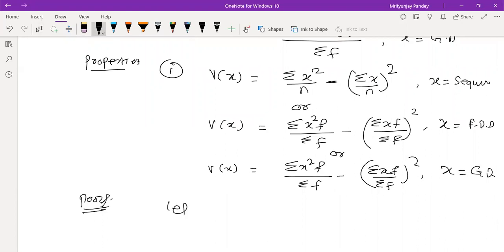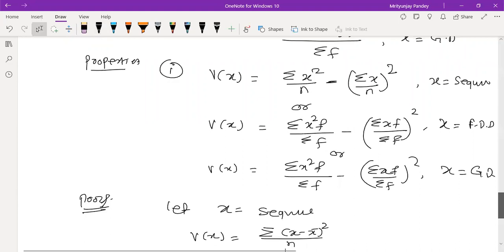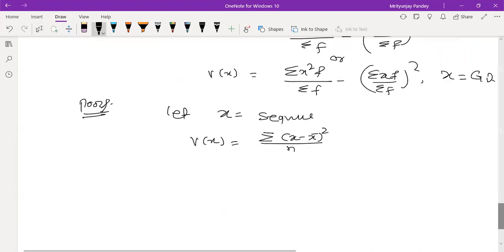So let x be a sequence, then what is the formula of variance? That is the summation of (x minus x bar) the whole square divided by n. Now open this bracket. Here, what is x bar? X bar is the mean, that is summation x divided by n. But this formula is when x is a sequence.